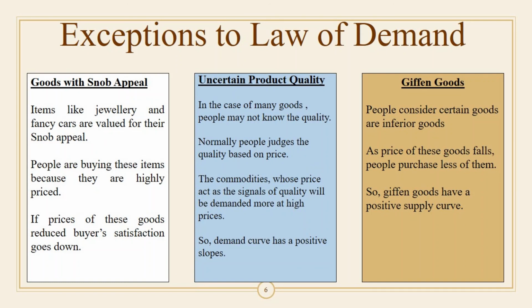Then when we consider the case of Giffen goods, people consider certain goods to be inferior. As the price of these goods falls, people do not purchase much of those items. Again, it shows an exception to the law of demand.